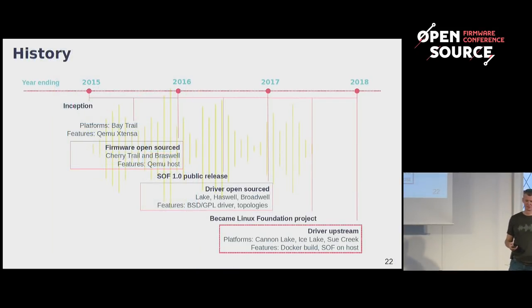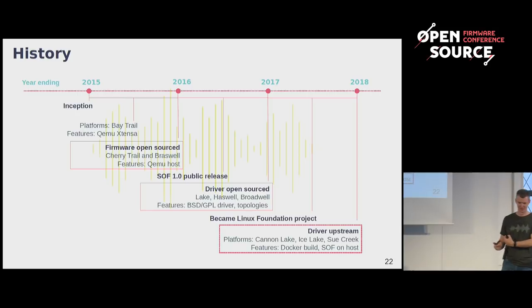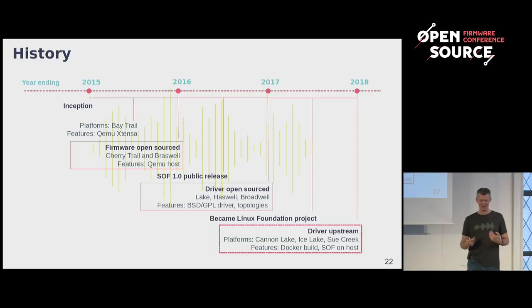Just some history. So 2015 is when I started working on the project by myself as a skunkworks project. So I knew, my manager knew, and his manager knew, and pretty much nobody else. Then, things gathered speed. We had working code on Bay Trail then. We had KMU support. We got Cherry Trail and Braswell supported. And then at this time, the closed source guys heard about us, and they tried to kill us and everything. They tried very hard to do that.